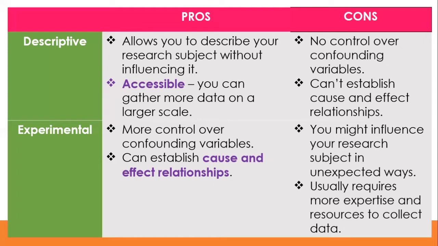Now, going back to the pros of experimental data, in the first pro, you have more control over confounding variable. Now, if we say confounding variable in statistics, take note that a confounder is a variable that influences both your dependent and independent variables, causing a spurious association. Therefore, confounding is a causal concept and as such cannot be described in terms of correlations or association.